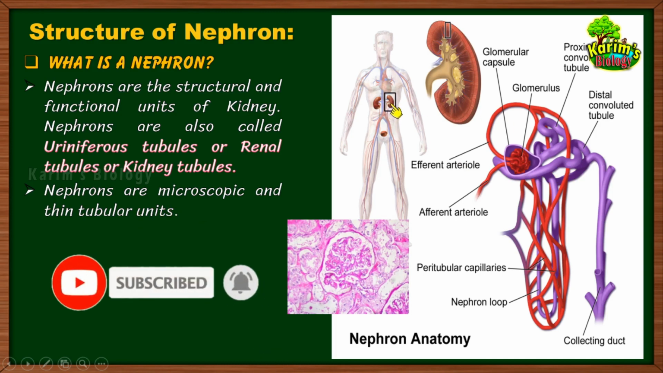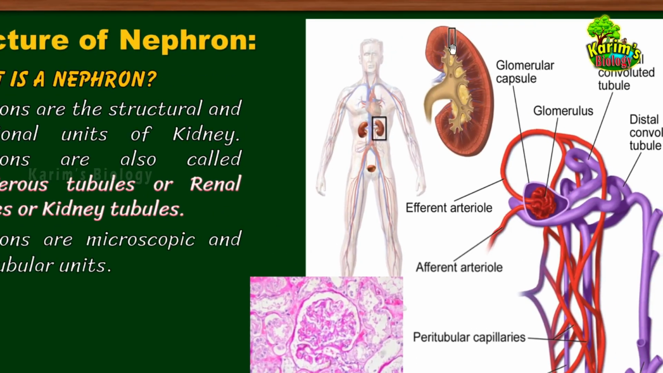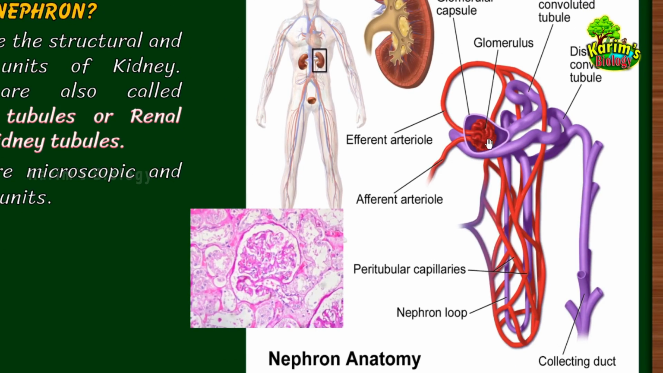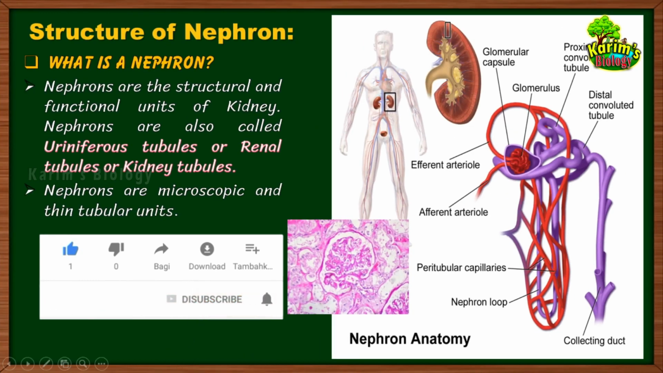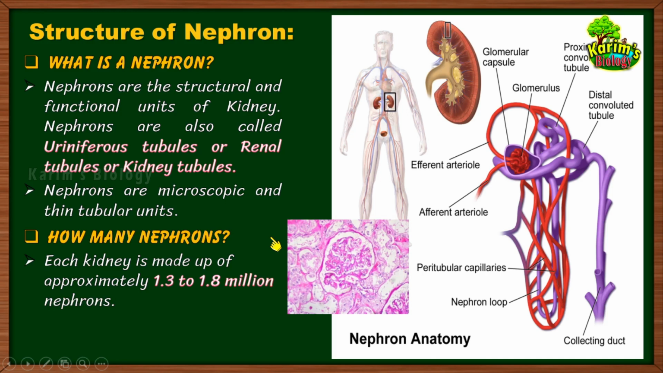Just look at this picture. This is a kidney here, and this is the renal pyramid of a kidney. Within this renal pyramid you can see so many of these tubular structures. Millions of tubular structures are located. That's about the location of the nephrons. Then let us find out how many nephrons are there in each kidney. In each kidney approximately 1.3 to 1.8 million nephrons are present, and don't forget they are distributed between the cortical region and the medullary region of the kidney.